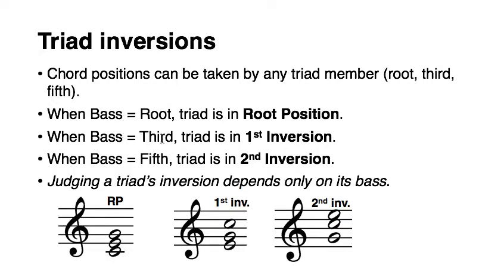When the bass is the third, the triad is said to be in first inversion. When the bass is the fifth, like in this case here, G, let's go back to root position, you'll see that G here is the fifth, then that is said to be in second inversion.